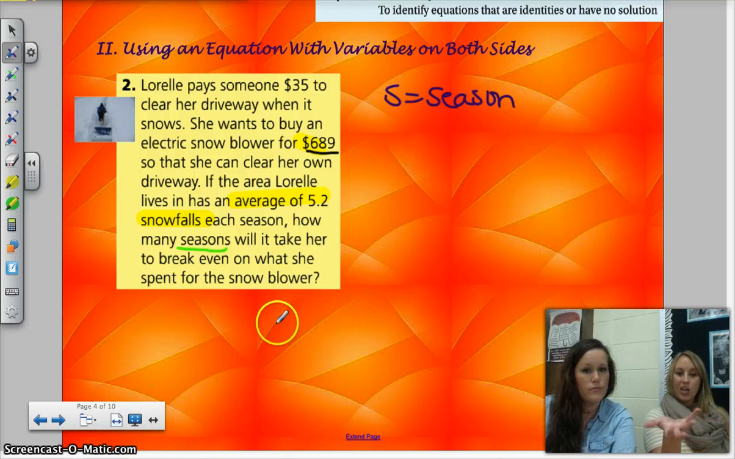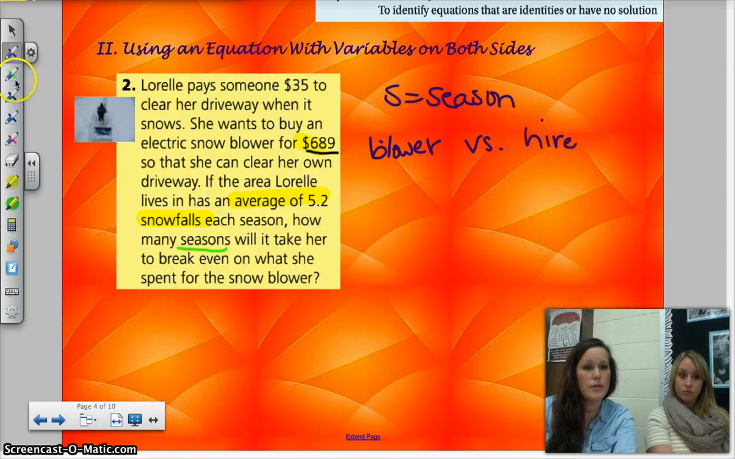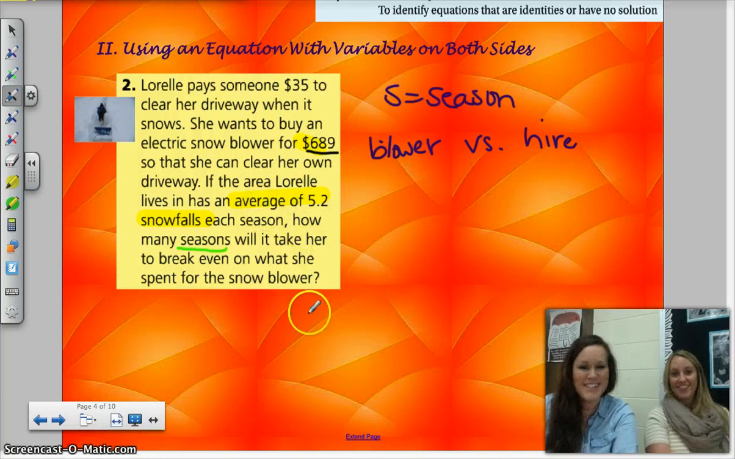Well, it says to break even, so it sounds like we're trying to weigh our options. So I'm thinking that we should compare the snowblower to hiring someone. Blower versus hire. Okay, so let's talk about the blower. My blower is $689. And I've got 5.2 snowfalls each year. And then I've got $35 for hire.